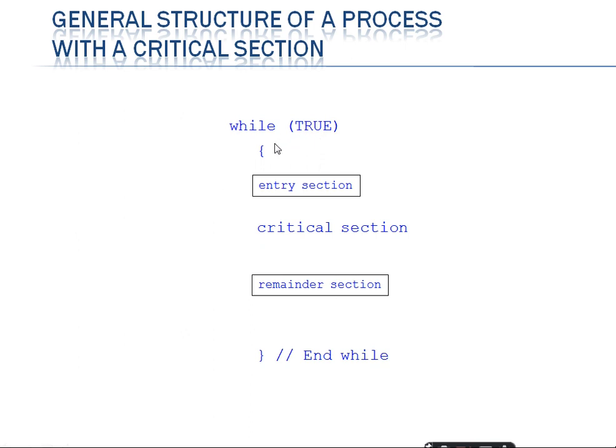While a condition is true, there is an entry section, and we know in the entry section the process requires permission to enter its critical section. If permission is granted, then it will enter the critical section and execute there. After finishing the execution of the critical section, it will enter the remainder section, and here is the end of the while loop. So this is a general structure of a process with a critical section.